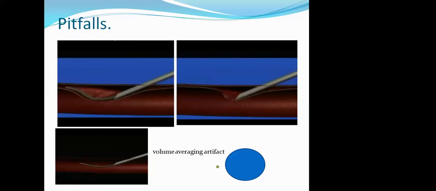So this is called the volume averaging artifact. Always remember that whenever your needle punctures the vein, you will see a small indent in the vein, and also you will feel a pop. So the pop and the indent in the vein are very important signs in order to avoid the volume averaging artifact.